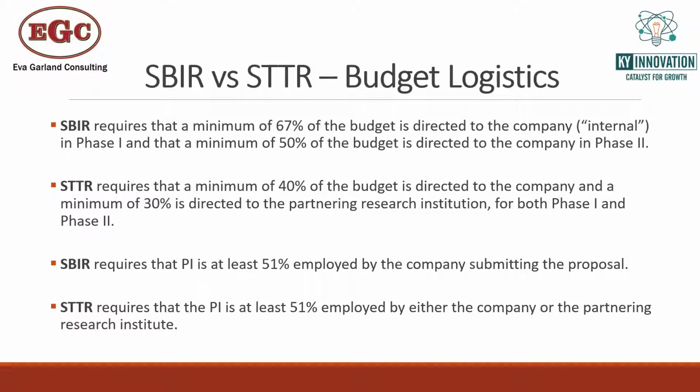The STTR is more flexible. The principal investigator needs to be 51% employed by either the company or the partnering research institute. And so if you've got a university investigator who's going to be essentially leading the project, an STTR can be a way that that individual can be a principal investigator.